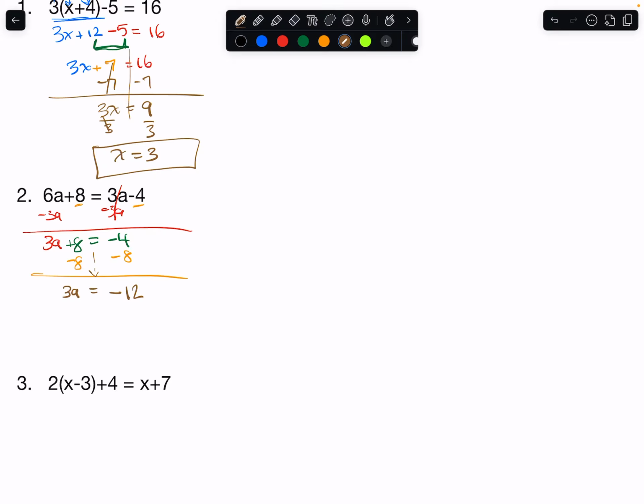The a is still not by itself, so what we have to do, we have to divide it by 3. Divided by 3 on this side, divide by 3 on this side. We have a, bring down the equal sign. 12 divided by 3 is 4. What kind of 4 would it be? Positive or negative? A negative divided by a positive is a negative. So here our answer is a equals negative 4. Okay, good.